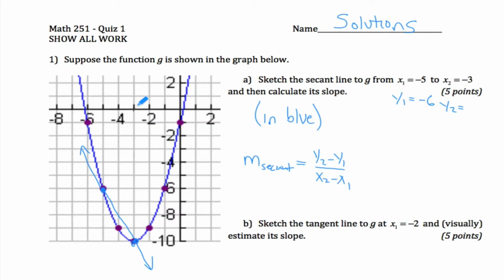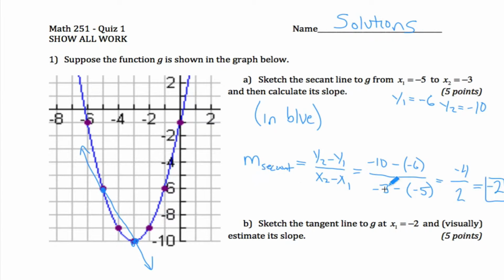y2 is asking me what's the height, what's the y coordinate when x equals -3. That appears to be -10. Take those four pieces of information and plug them in down here. y2 was -10 minus y1, which was -6, and divide that by x2, which was -3, minus x1, which was -5. Sorry about all the subtracting negatives. -10 minus -6 is the same as -10 plus 6, which is equal to -4. -3 minus -5 is the same as -3 plus 5, which is equal to 2. And -4 divided by 2 is -2.